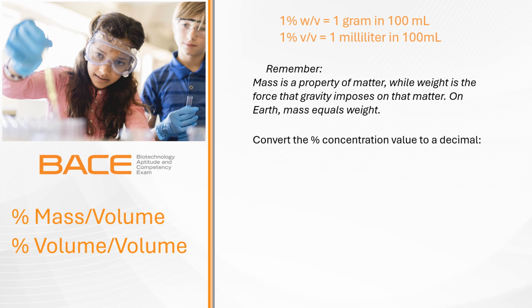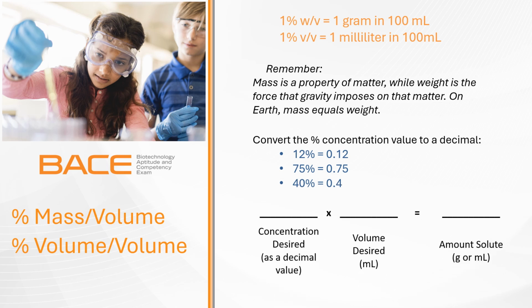We can convert the percentage concentration into a decimal value by moving the decimal point to the left. 12% becomes 0.12, 75% becomes 0.75, and 40% equals 0.4. The units will be in grams and milliliters. We use the familiar formula, concentration as a decimal value times volume equals the mass.